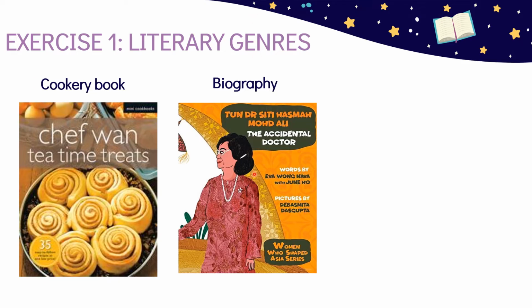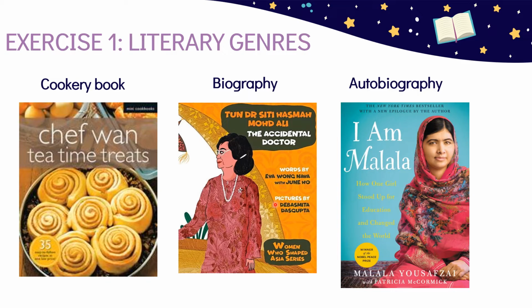For example, this one is a book on Tun Dr. Siti Hasmah. So it's about this person, but somebody else is writing it. Okay, orang lain yang tulis pasal Tun Dr. Siti Hasmah. Okay, so this is biography. And then we have autobiography. Okay, so autobiography means a book that's written by that person. A book about a person that's written by the same person.